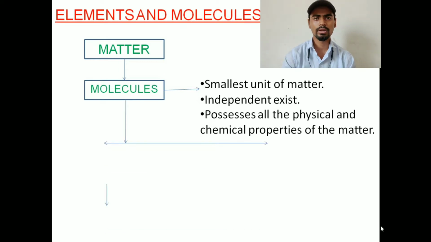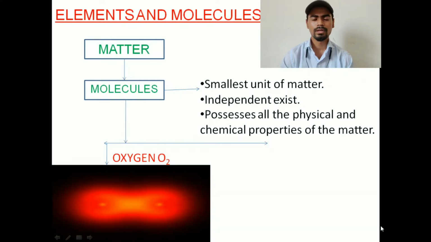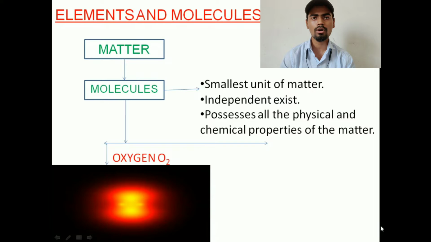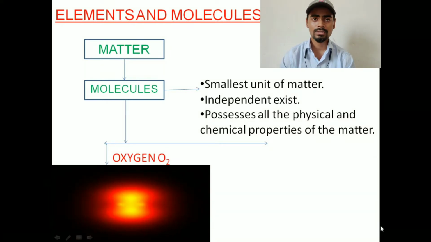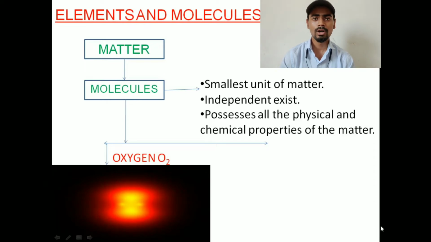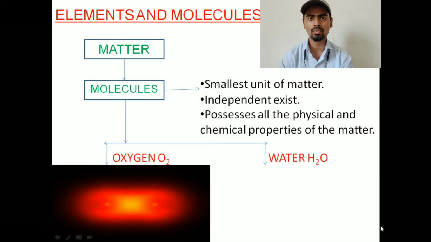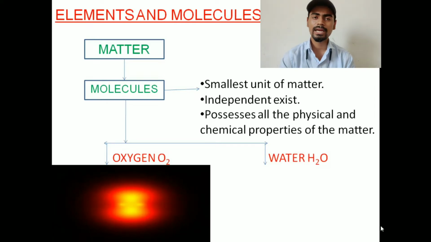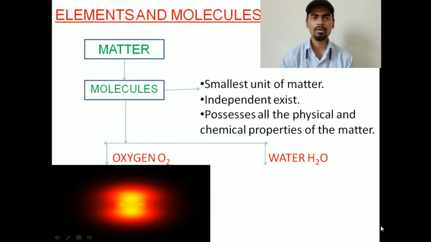Now in these molecules also we have two cases. First is oxygen, that is known as O2. So what is oxygen made up of? Oxygen is made up of a combination of two atoms of the oxygen element. Remember what I am saying here. It is made up of two atoms of the oxygen element. While in the other case, water, that is H2O, it means three atoms are there: two atoms of hydrogen and one atom of oxygen.